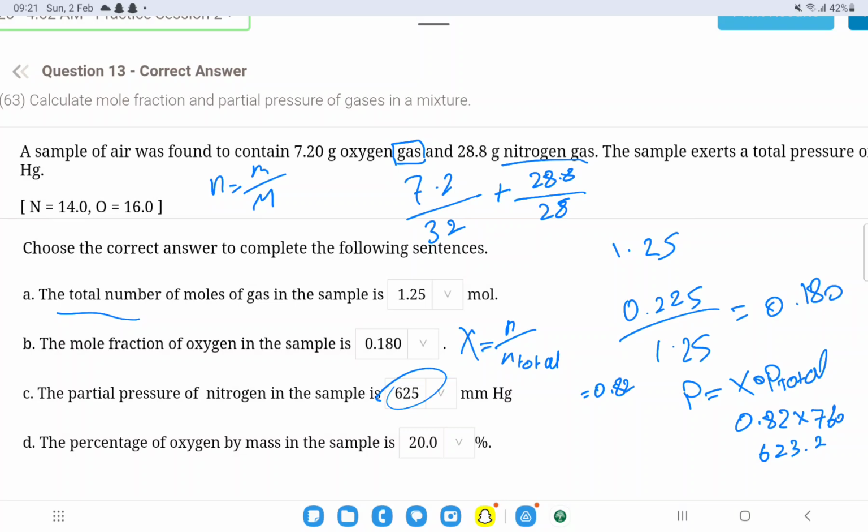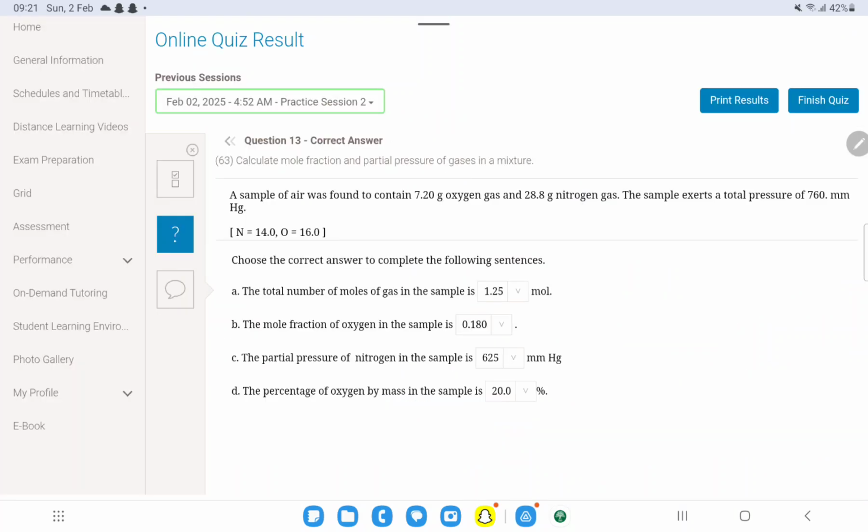The percentage of oxygen by mass is, you find the total mass first, 7.2 plus 28.8. It's 36, your total mass. 7.2 over 36. You get 0.2. And you want it in a percentage, so you multiply by 100 and you get 20.0% for significant figures. And this is 5.2.